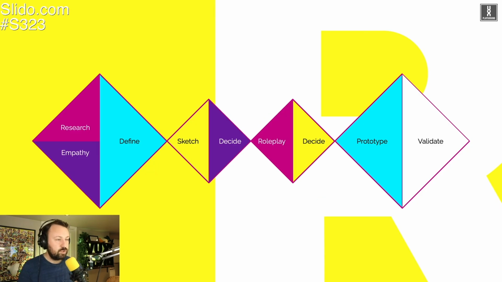With voice and with conversational AI, we add another two diamonds in there, as if it wasn't complex enough. So the first one stays the same. The second one is about sketching and deciding what the solution is going to be. So before you prototype something, we just want to come up with a number of different ideas around what this conversation might look like.